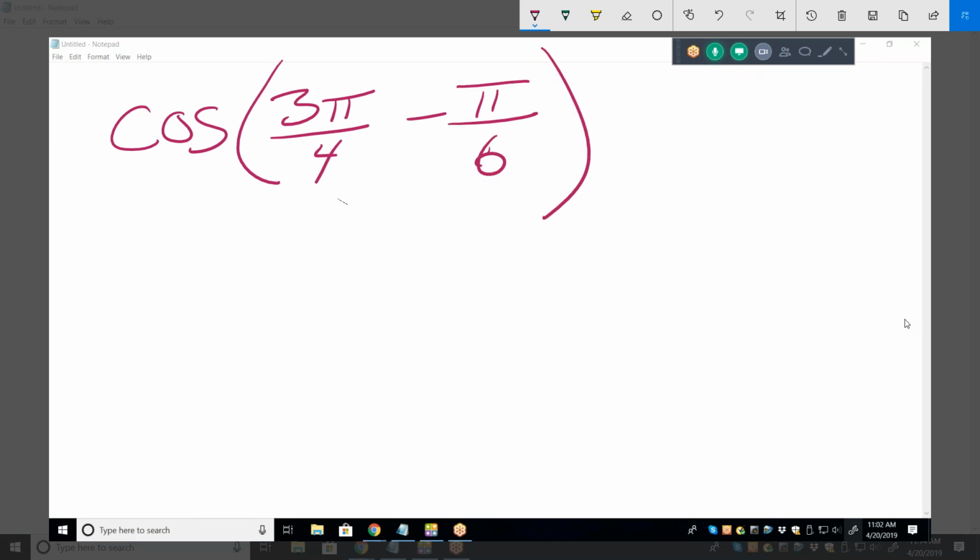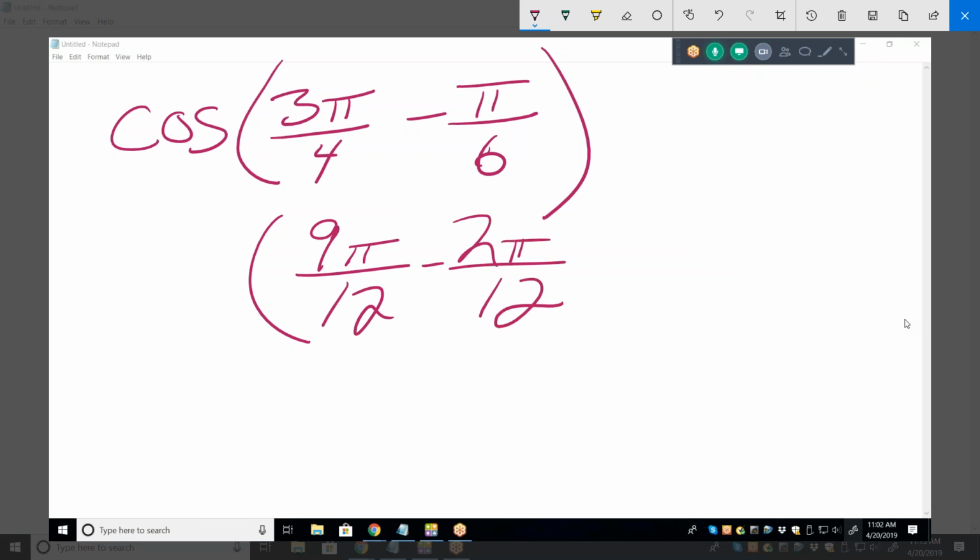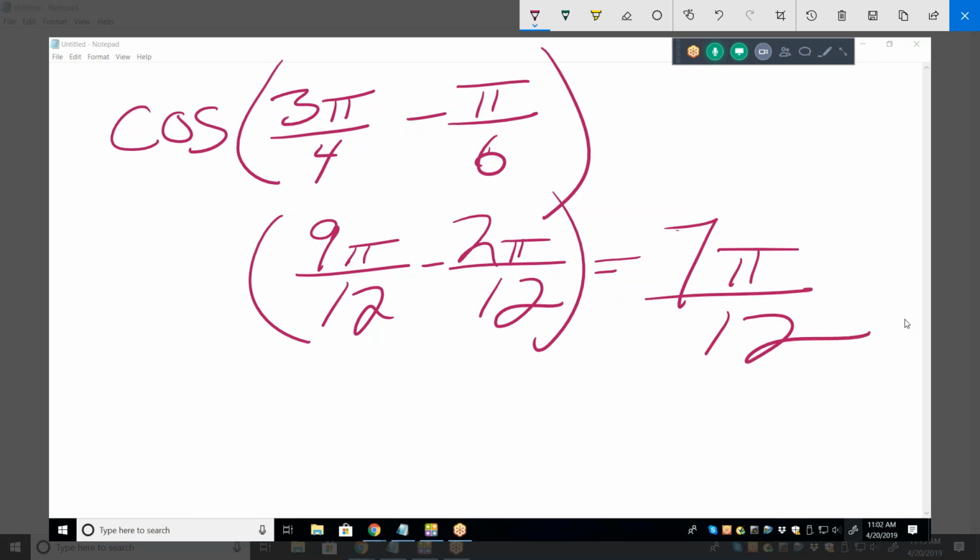When you are dealing in radians, because that's a relatively new language to you, I'm going to suggest that you convert to degrees. Okay, it isn't absolutely necessary. In other words, we can subtract those two fractions. Let's go ahead and try it. Our common denominator is what? 12. Okay, so that becomes 9 pi over 12 minus 2 pi over 12. So that's equal to 7 pi over 12.